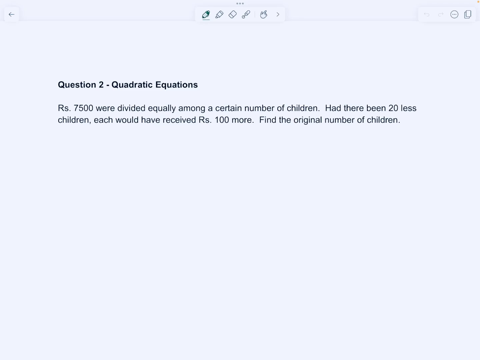The question goes like this. Rupees 7,500 were divided equally among a certain number of children. Had there been 20 less children, each would have received 100 rupees more. Find the original number of children. So here there are two cases discussed.